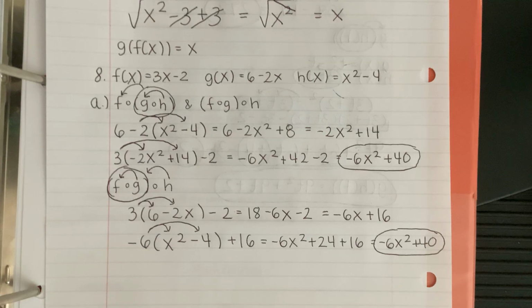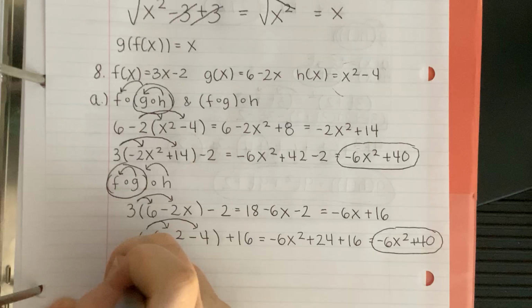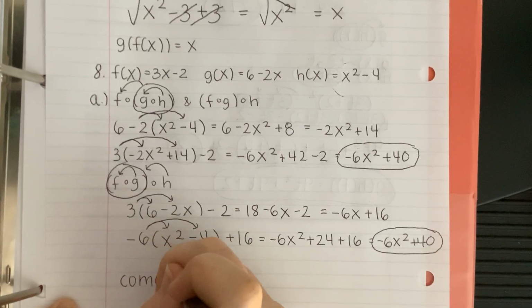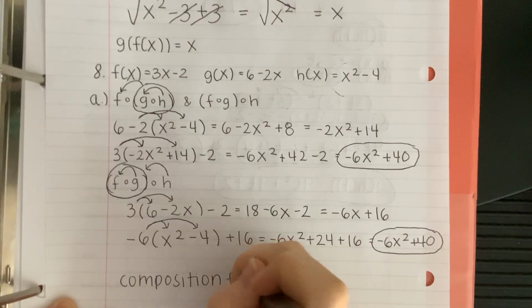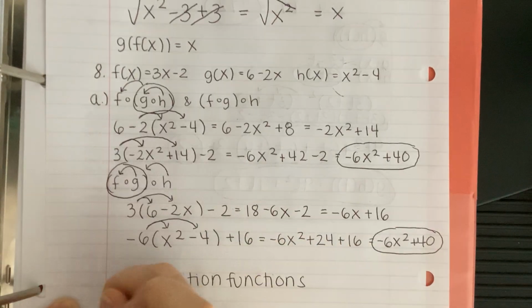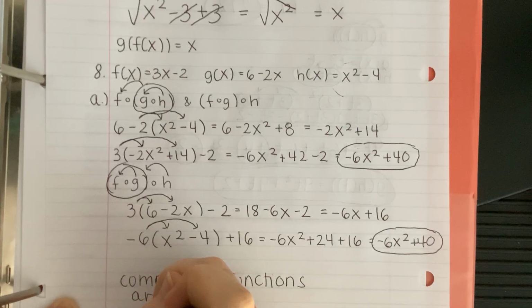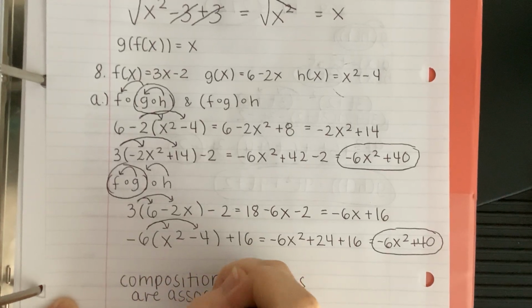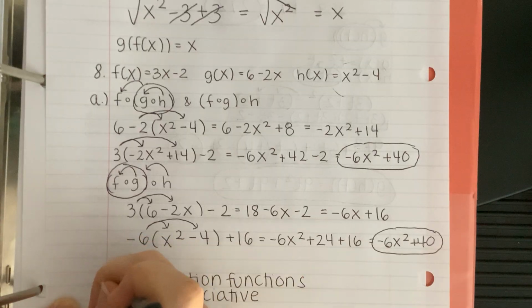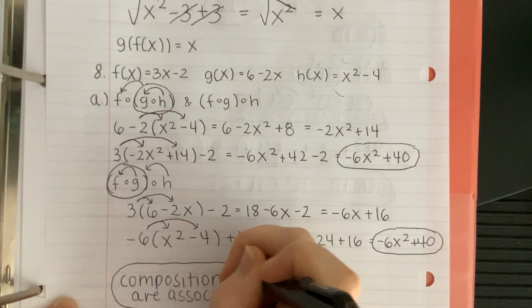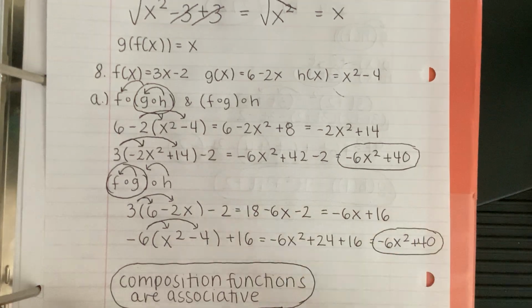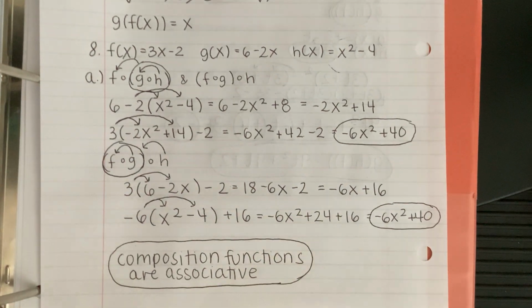So then the last part, part B, is asking you, based on what you just did, what do you think is true about composition functions? Based on what we did, and this was all looking at whether it's associative, a general statement we can make is that composition functions are associative. So you can move those parentheses and you can do the composition in different orders and you're still going to work back and get your same final answer.